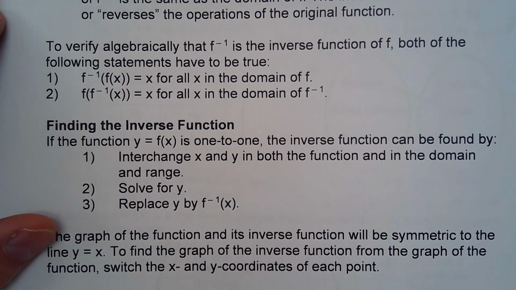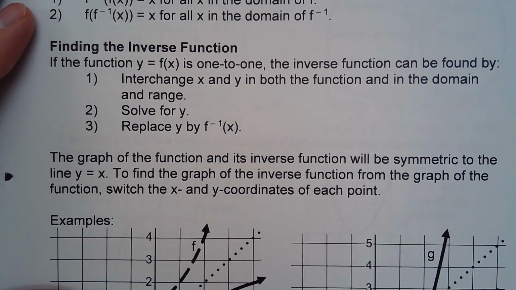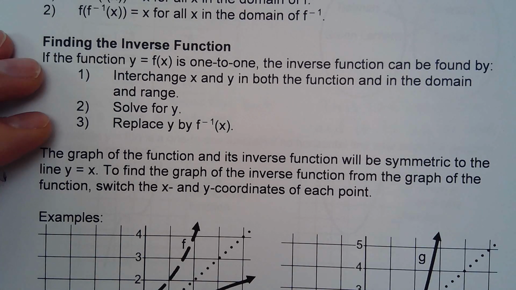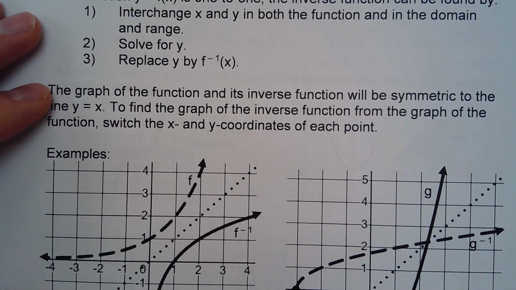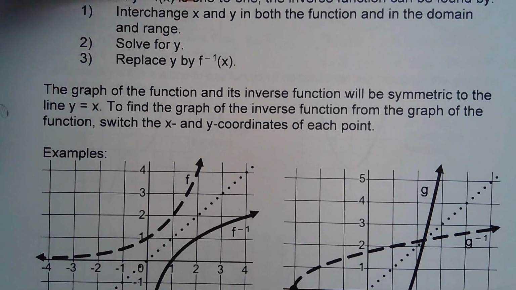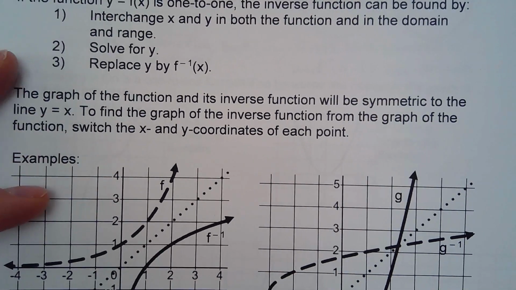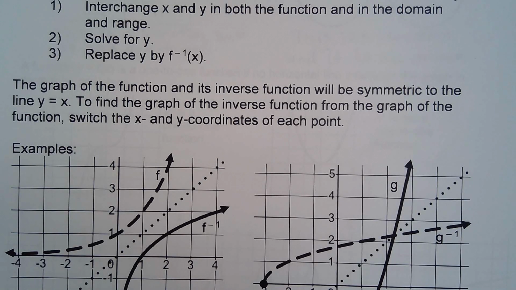And what this means when I'm doing this graphically is that if I've got the graph, I'm going to pick some points on the graph to find the inverse. I'm going to switch around the x and y coordinates and use those points to graph. So the graph of a function and its inverse function will be symmetric to the line y equals x. To find the graph of the inverse function from the graph of the function, switch the x and y coordinates of each point.